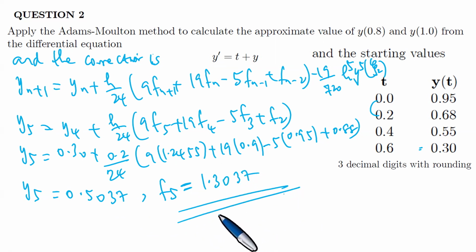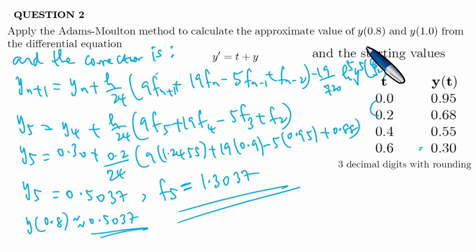$1.3037. So therefore, this became F5. So the corrector is this one. Okay, so F5 therefore became this, but therefore this becomes the corrector, and therefore it is actually suggesting that y evaluated this one is approximately 0.5037, and that is associated with the y at 0.8. Obviously, we had to find the approximate values, and we did.